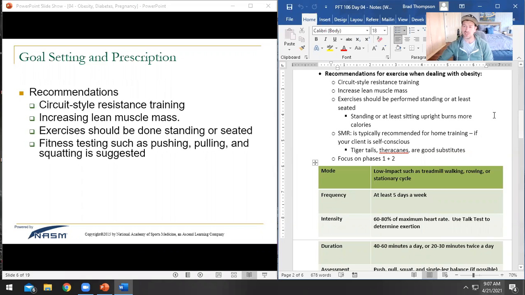So our recommendations, if we're just looking at some of our general rules, well, we really like circuit style training when it comes to resistance, right? When it comes to resistance training, circuits are going to be a really effective tool in your arsenal to combat obesity because it burns a lot of calories, right? This is 5 or 6 exercises in a row with little to no rest in between.